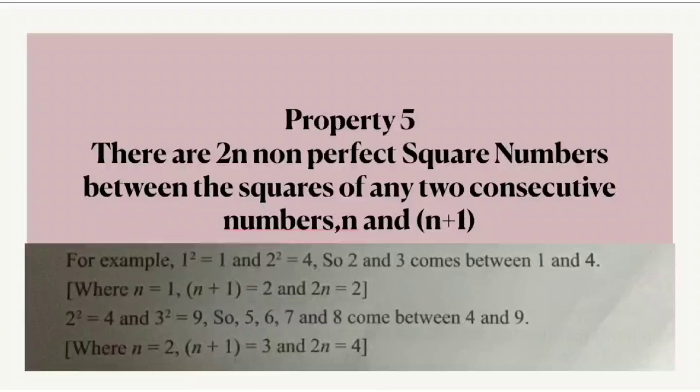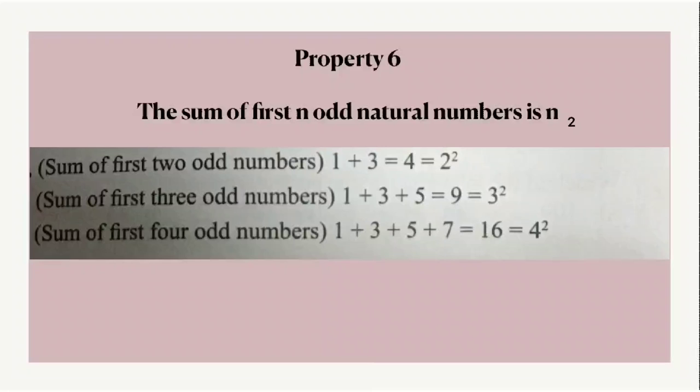For example, between 1 square and 2 square, only two numbers, 2 and 3, lie. Between 2 square and 3 square, 4 numbers lie, which is equal to 2n. And now in property 6, without actually adding, we can find the sum of the first n odd natural numbers, and that is equal to n square.